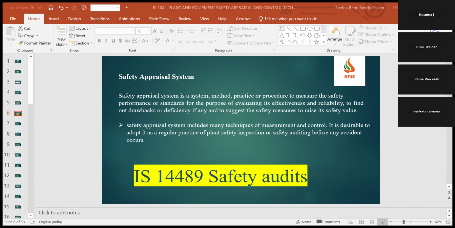For measurement of injury, we have frequency rate, severity rate, and incident rate, as we've seen. The safety activity rate and total cost of the accident are in the quantitative appraisal system. As we've seen, all these are quantitative. Why is it quantitative? The end result is a numeric number. So it is quantitative.